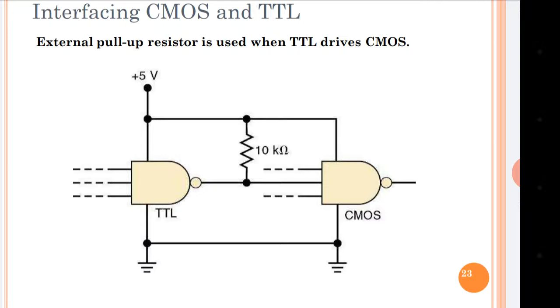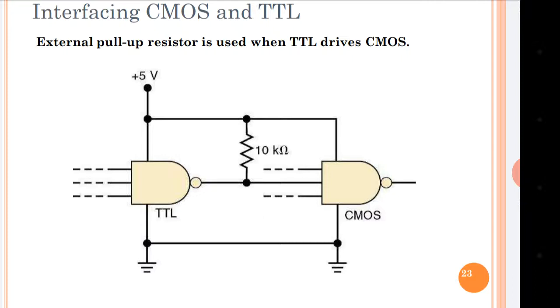So we can calculate, if we connect a resistance, for example 10k over here, and plus 5 is the input voltage, sorry, VCC, then 5 upon 10k, we will get 0.5 milliampere as the sinking current.